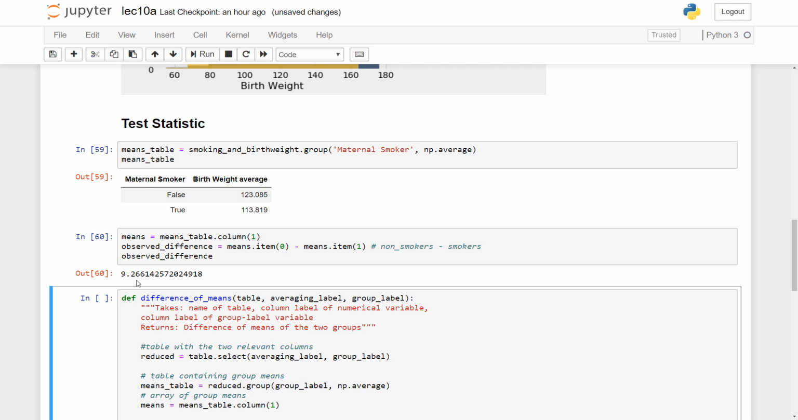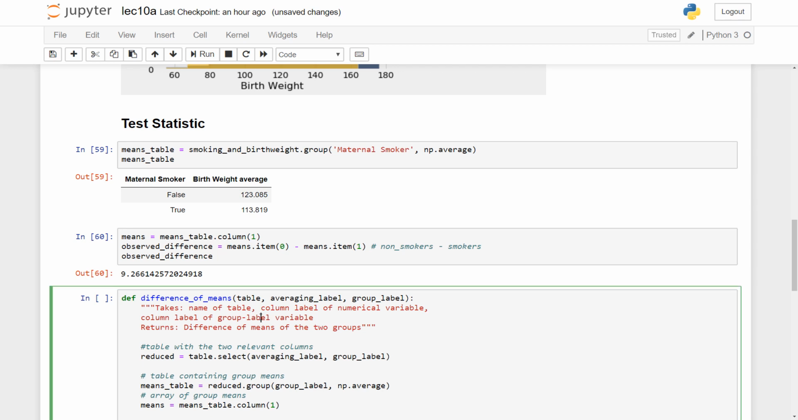Now let's define a function that will compute for us the difference of the means. We'll do that in a general way because, as you will see inshallah in the next lecture, we will need the same function in another example. So we'll do it in a general way.